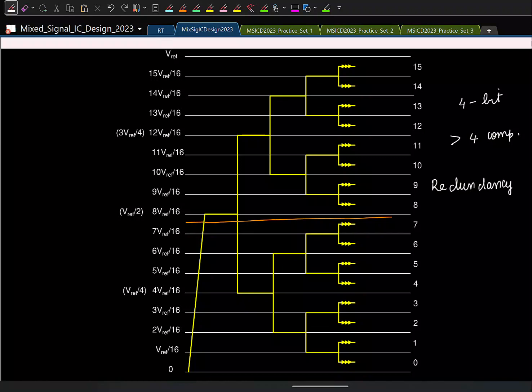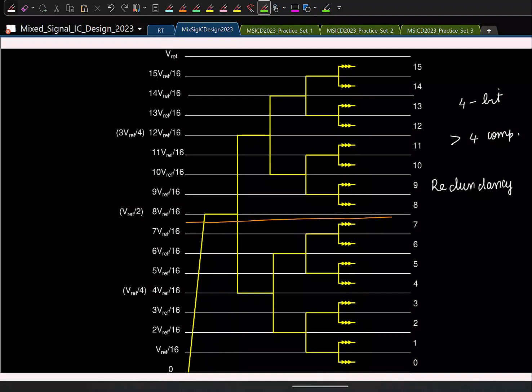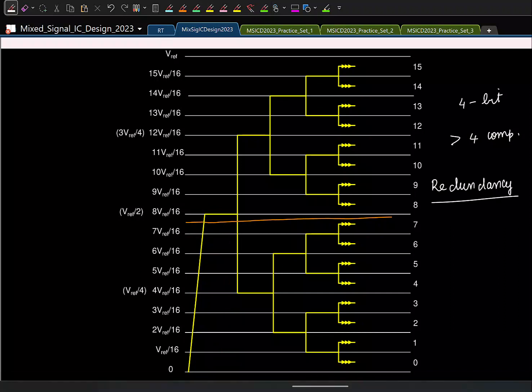Because you are assuming the error happens only in the MSB. That is the most crucial step, because the settling there is huge. You have to jump from 0 to VREF by 2. This is where you can make a lot of error. So this is called redundancy because nominally, if there were no error, you can finish the comparison in 4 steps. Now because of error, you are adding redundant comparisons.